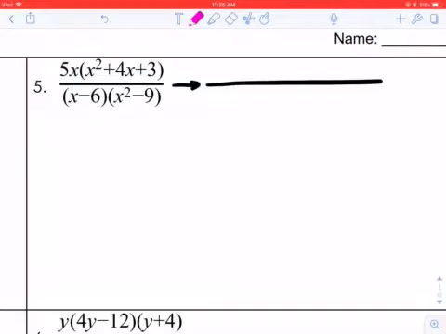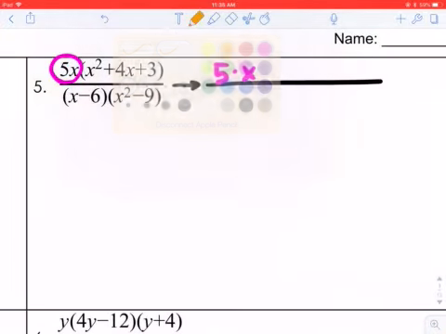All right, for number 5, we have this problem here. So I already made my long fraction bar. I see that there's 5x. I know that that's 5 times x, so those are separate items. I see here in the orange part that I have a trinomial, so I'm going to use my x factor.